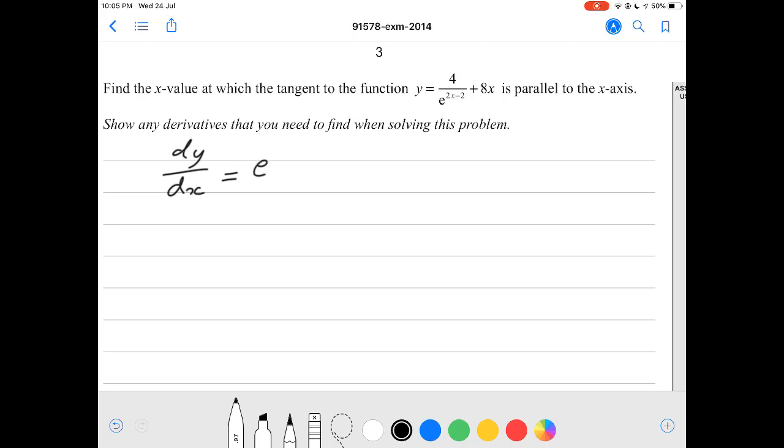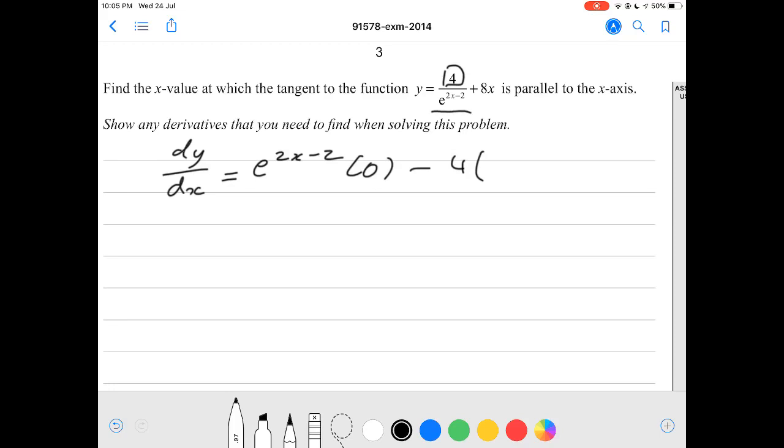So that becomes e to the power of 2x minus 2 multiplied by the derivative of 4. The derivative of 4 is actually 0, so that just becomes multiplied by 0, and minus the numerator multiplied by the derivative of the denominator. So that becomes minus 4 times the derivative of e to the power of 2x minus 2.